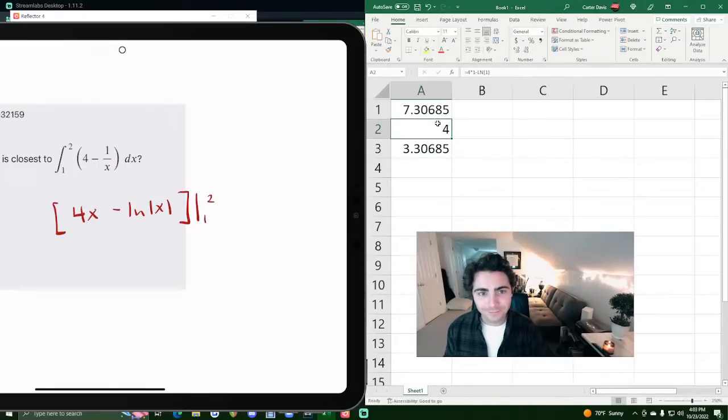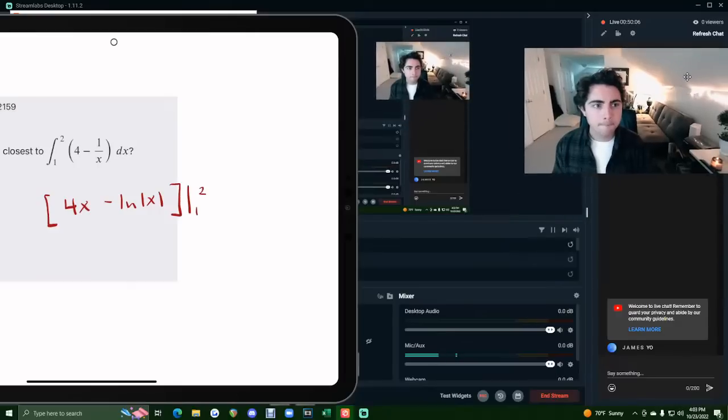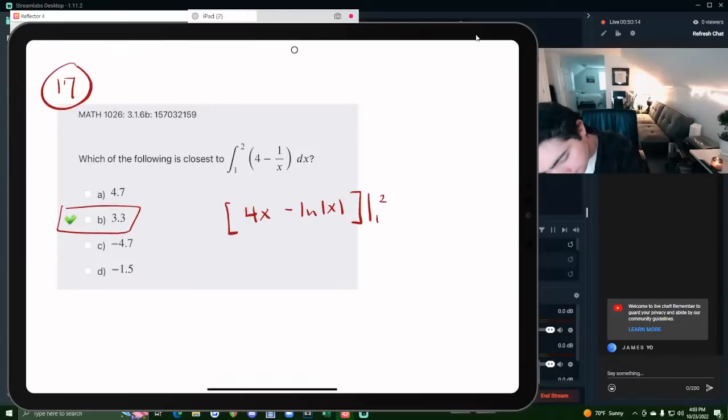All right. I guess we got 4 for that. Yeah, because we have 4 times 1, and then ln of 1 is just 0. So 4 minus 0 is 4. So we get this value of 3.3, and that is an answer. Let's bring everything back. 3.3. All right, and we're done.